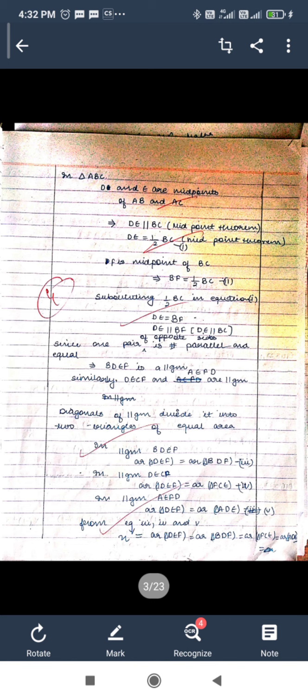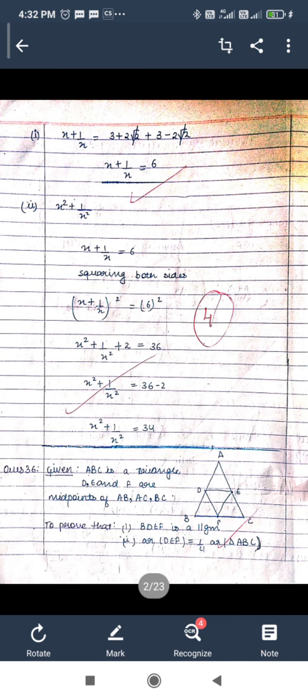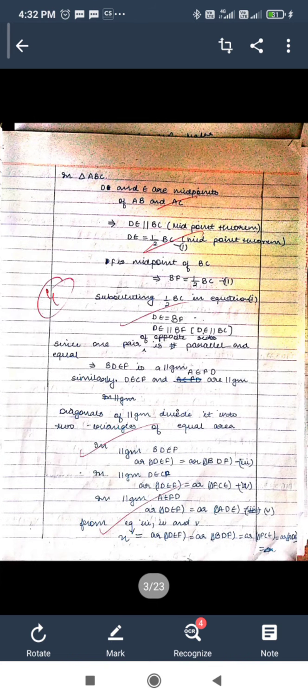Similarly, the other quadrilaterals, that is DECF and AEDF, are also parallelograms. Now, we know that the diagonal of a parallelogram divides it into two congruent triangles. So in that manner, we can say that these four triangles will be equal. In parallelogram BDEF, the area of DEF and the area of BDF are equal. Similarly, all four triangles have equal area.